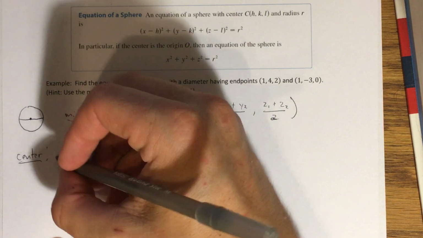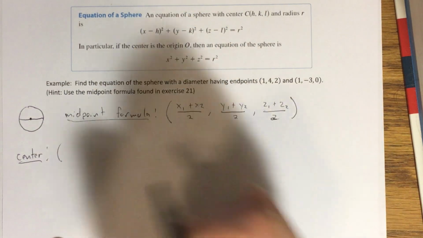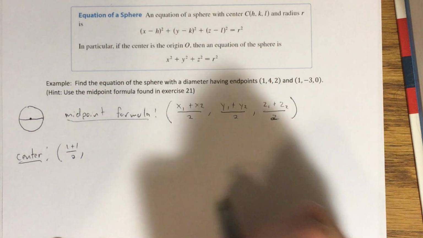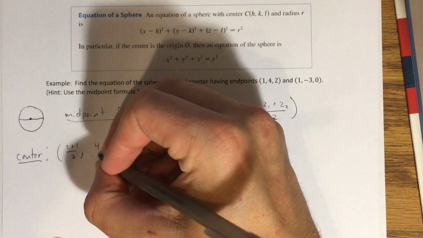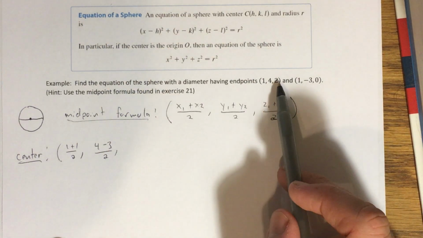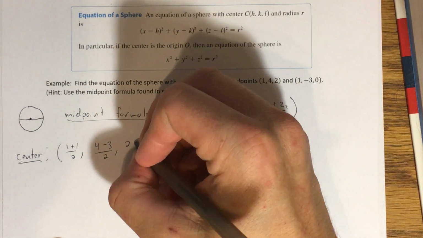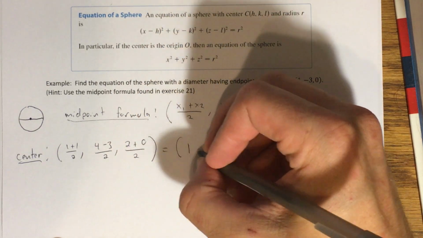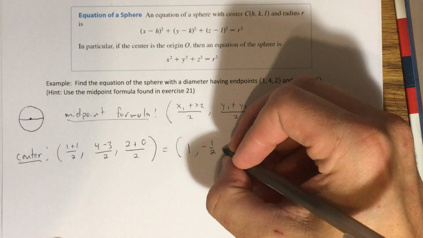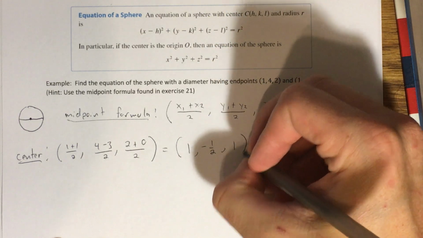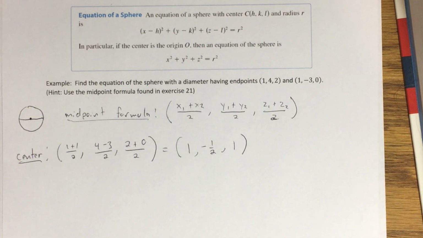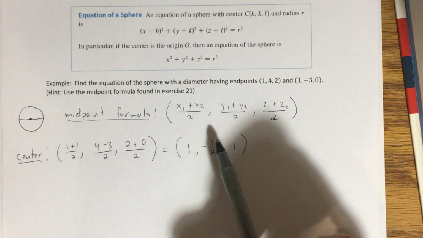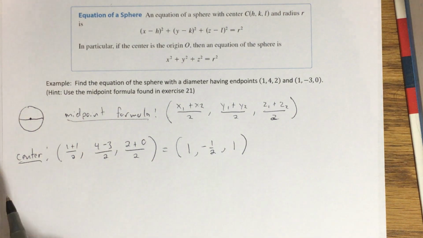So the center is going to be (1 plus 1) over 2, (4 plus negative 3) over 2, so (4 minus 3) over 2, and then (2 plus 0) over 2. Okay, so that would be (1, -1/2, 1). That's where the center of this sphere should be. Just checking to make sure I didn't make any mistakes there. I think we're good.